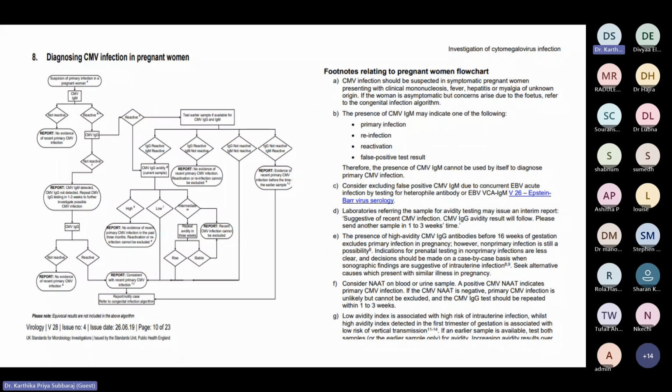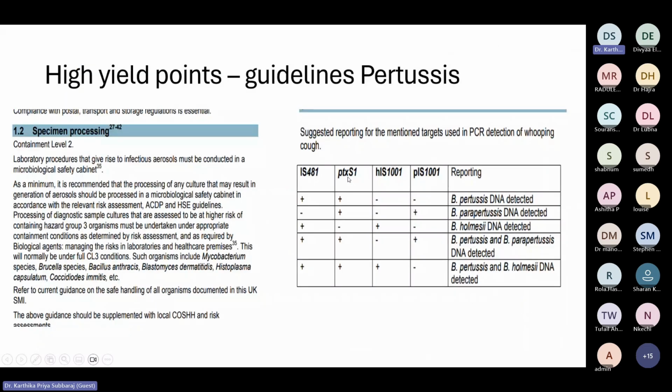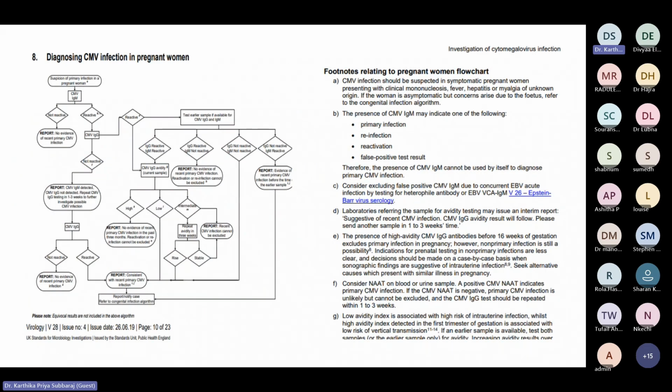So whenever you're reading a UKSMI, these are all the examples which I have given. If you go through the CMV, that is cytomegalovirus, you will have an algorithm in the last few pages. So what you will do if it is reactive, if it is non-reactive kind of thing. Mostly all of us will read this page, but we will never go to the footnotes, or sometimes we will never take it seriously. But the questions are mostly from this.